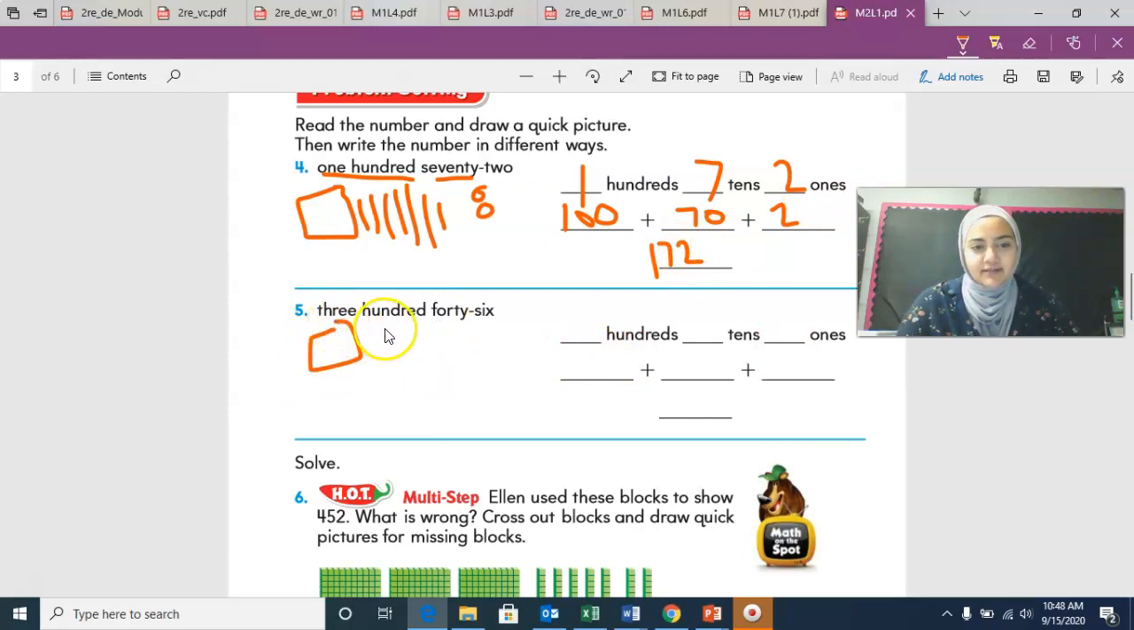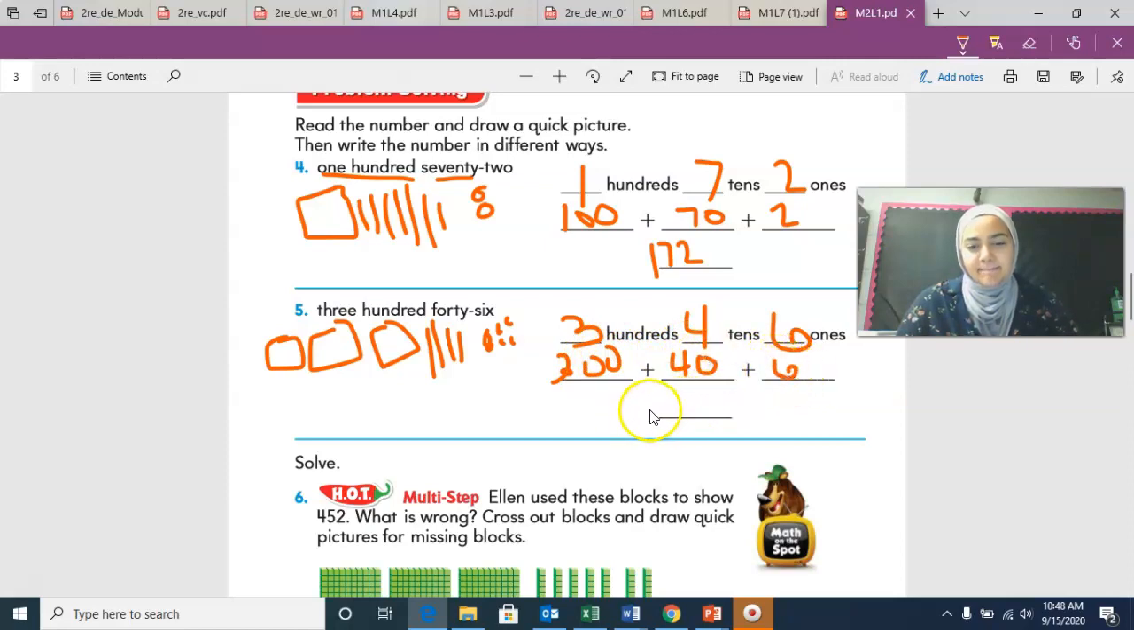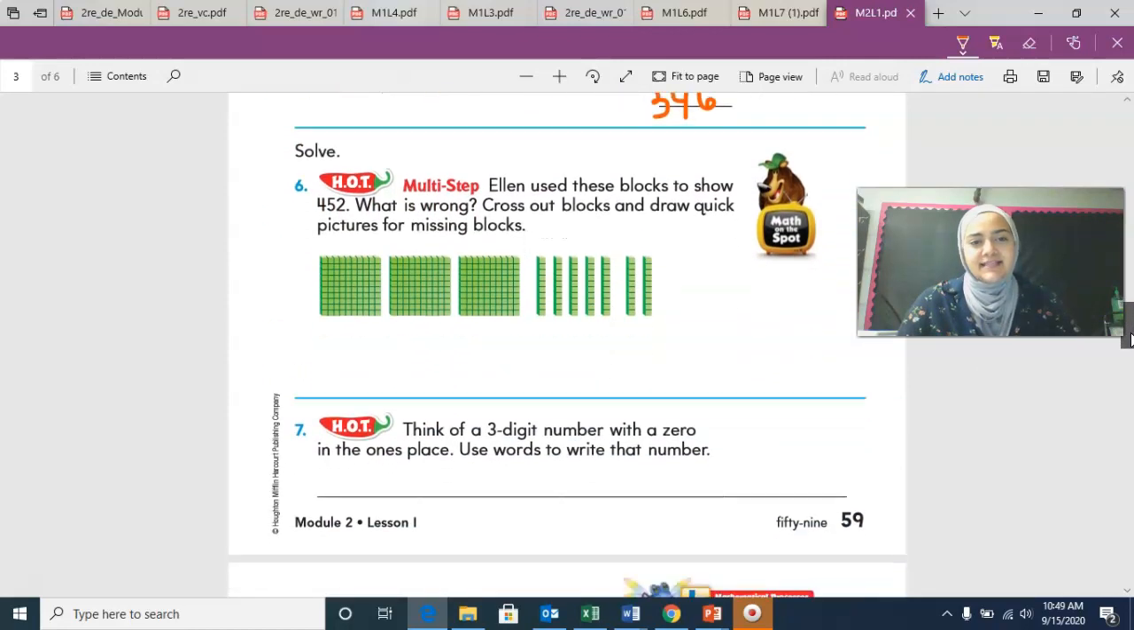All right, let's look at number 5, 346. So we have 3 hundreds. 1, 2, 3. And then 4 tens. 1, 2, 3, 4. And then 6 ones. 1, 2, 3, 4, 5, 6. All right, so we have 3 hundreds, 4 tens, and 6 ones. So that looks like this. 300, in expanded form, that's 300 plus 40, that's 4 tens, plus 6 ones. Putting that number together, that's 346. Awesome.